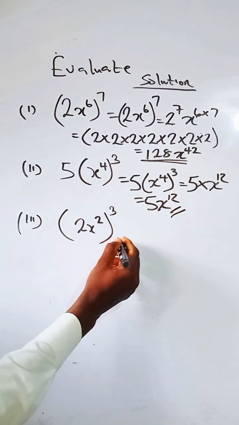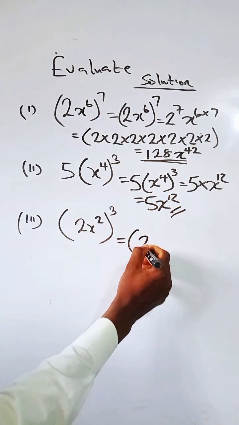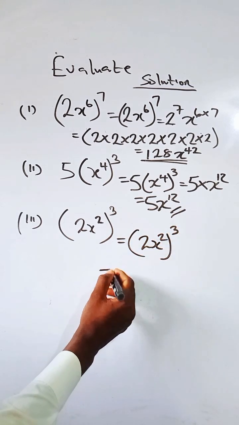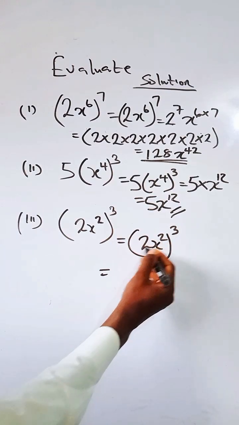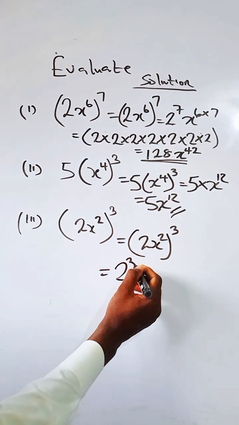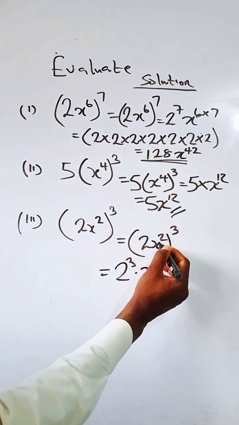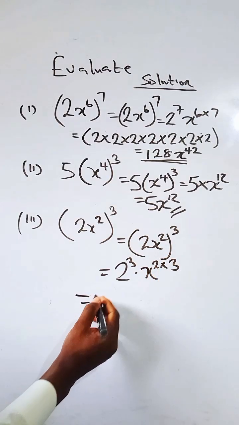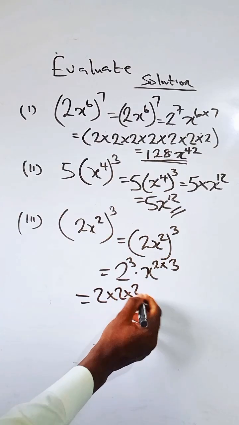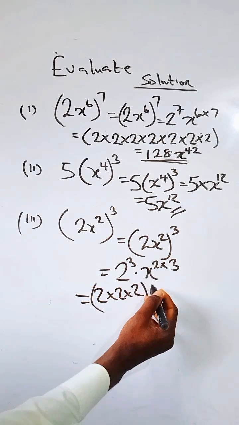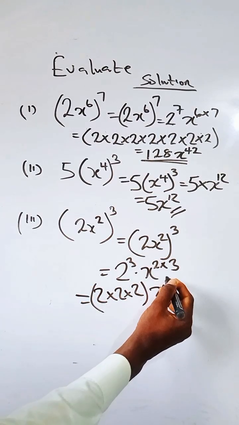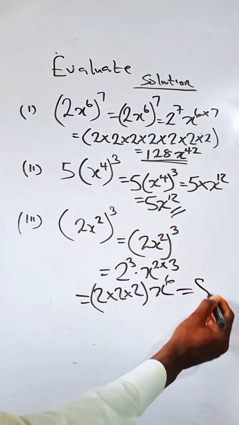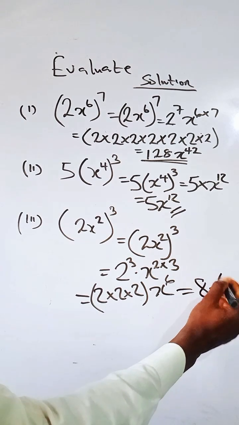And lastly, we have 2x squared, raised to the power 3. What does that mean? The power affects what we have in the bracket, so we have 2 raised to the power 3 times x raised to the power 2 times 3. Here we have 2 times 2 times 2, and as a result of this 3, for x, 2 times 3 is 6. So for 2 raised to the power 3, we have 8, x raised to the power 6.